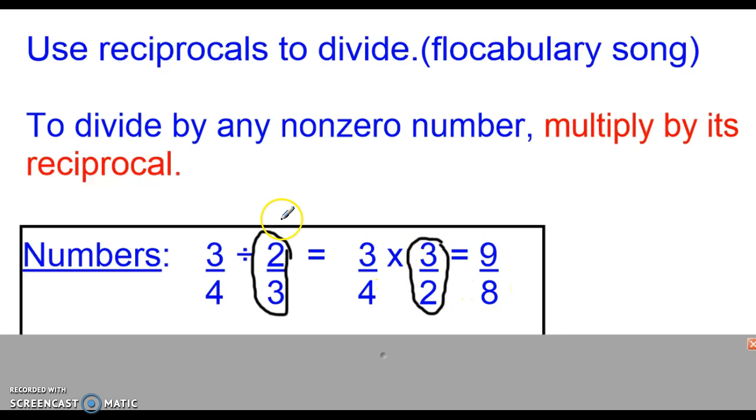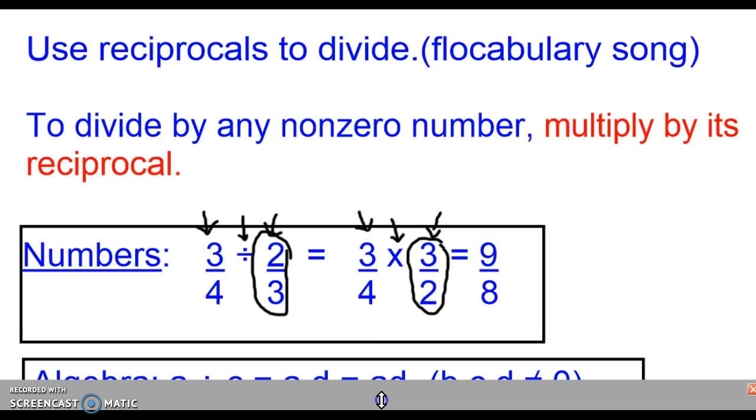So in the vocabulary song, you will hear keep. So you keep the first one the same. As you can see, it's still the same here. Then you change your division sign to a multiplication sign. And then you flip your last number. So the song goes keep, change, flip. That's the action. Everybody's going to know how we're dividing fractions. So hopefully that little catchy song will help you throughout 6th grade and your years beyond 6th grade, because most kids seem to remember it.